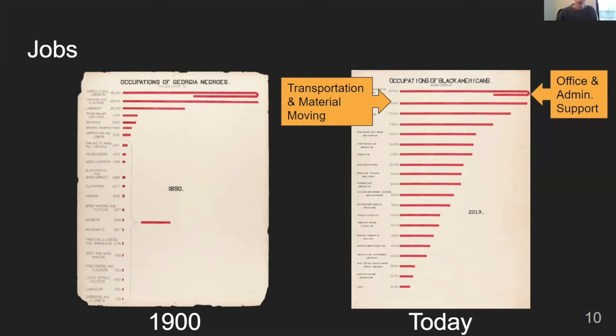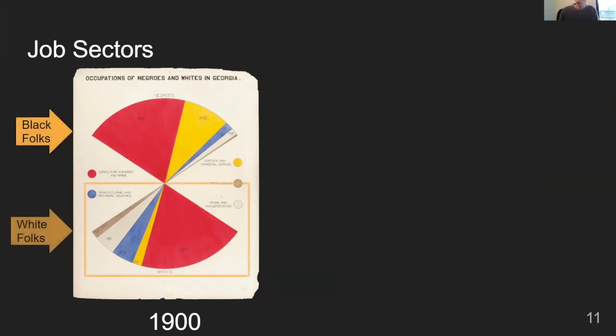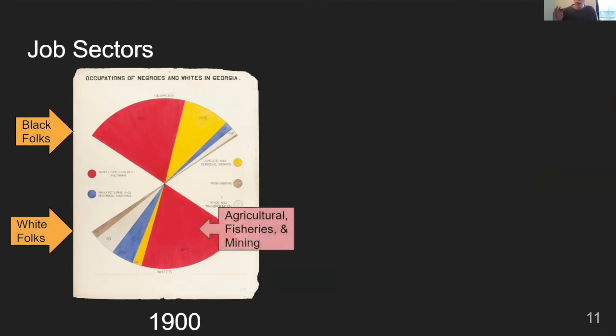that is present. And that is much more visible in this next chart, which is a pie chart that compares Black employment, the top wedge, with white employment, which is the bottom wedge. So this is color-coded by industry. We can see the biggest chunk is agricultural, fisheries, and mining, followed by domestic and personal service. So we don't see as much disparity in agriculture, actually, in Dubois' original chart from 1900.